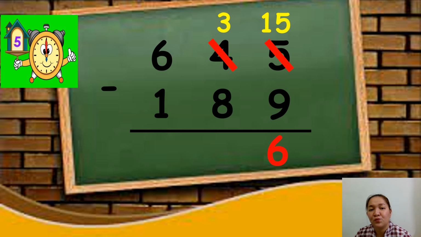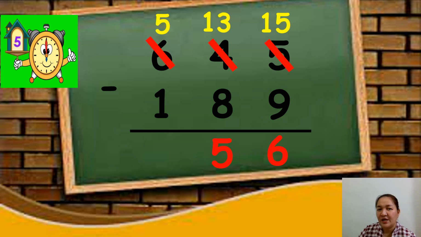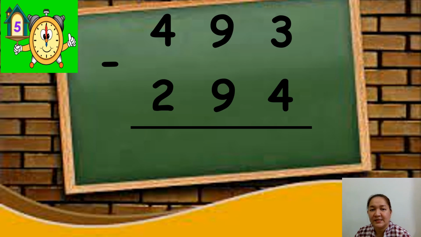So we're going to borrow 1 from 6. 6 becomes 5. And 3 becomes 13. 13 minus 8 is 5. 5 minus 1 is 4. So 645 minus 189 is equal to 456.